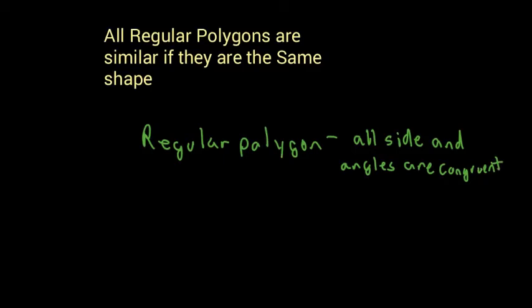So if you're talking about a triangle, the only regular triangle is an equilateral triangle. The only regular quadrilateral is a square. And so on. So in an equilateral triangle or a square, all the angles are going to be the same. So it doesn't matter how big or small those shapes get, they're always going to be similar to each other. All squares will be similar to other squares. All equilateral triangles will be similar to other equilateral triangles.